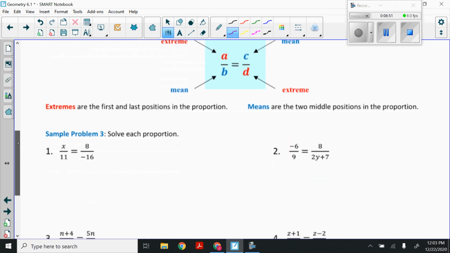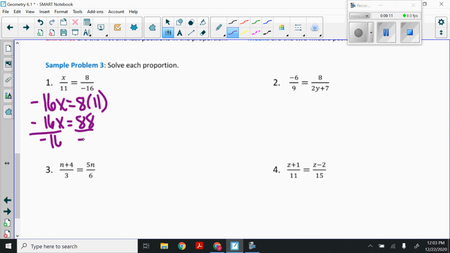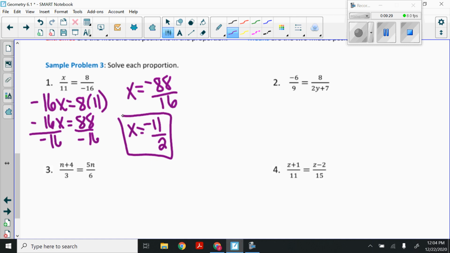So we're just going to solve each proportion. Remember, we still solve the proportions the exact same way. So if you have a proportion, you simply cross multiply. So -16 times x equals 8 times 11. So then we get -16x equals 88. We're trying to solve, so we want to get x by itself. So divide by -16. So then I get x is equal to -88 over 16, but we always want to simplify. So 88 and 16, they both have an 8 in common. So x is equal to -11 over 2. There's our answer. We could always plug it back in to check.